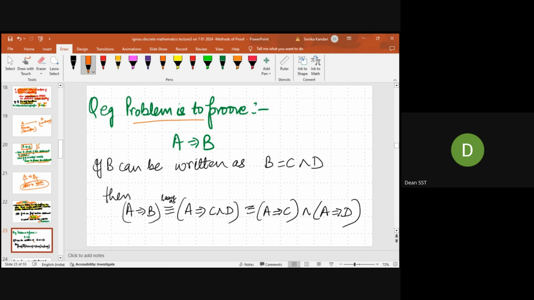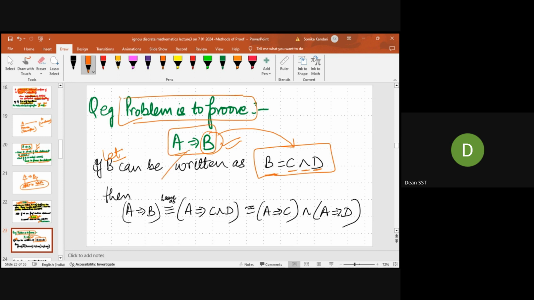Suppose we have a problem to prove, and our problem is the simplest problem: A implies B. And let B be written as C and D. So wherever we have B, we can write it as C and D. So what is our problem? A implies B is equivalent to A, as it is, and instead of B we have written C and D. From where did we get this value? From here.